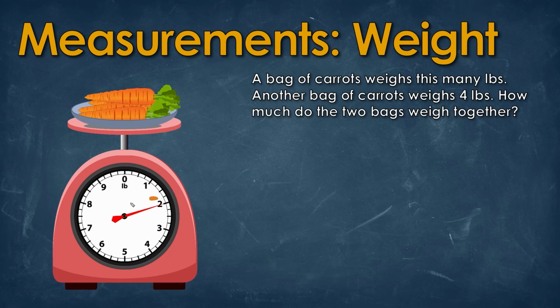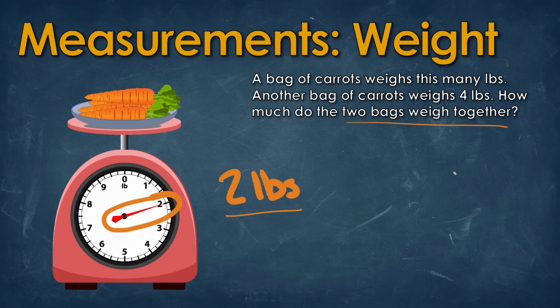The arrow is pointing to the 2 mark, so we know that we have 2 pounds of carrots. Now if we take a look at this question, it says a bag of carrots weighs this many pounds, which we know is 2 pounds. Another bag of carrots weighs 4. How much do the 2 bags weigh together? So we're going to add these together.